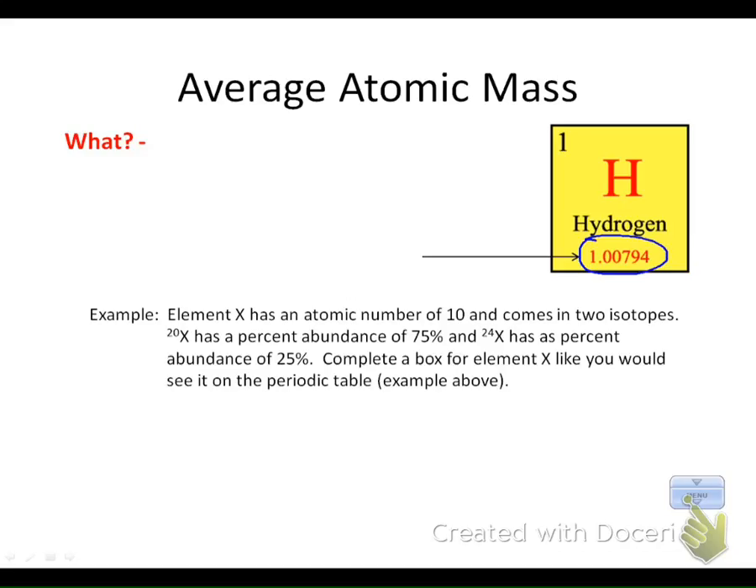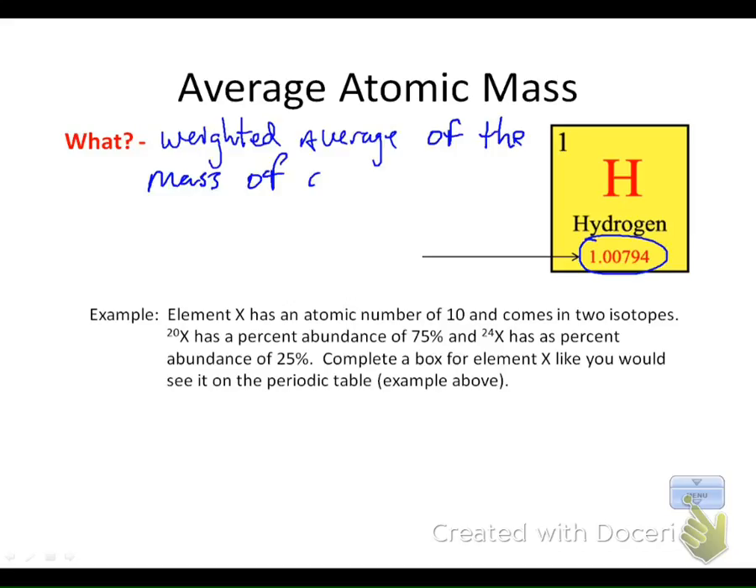So let's define average atomic mass. It is a weighted average, which I will show you through an example if you don't remember it from your math class. A weighted average of the mass of all the isotopes.